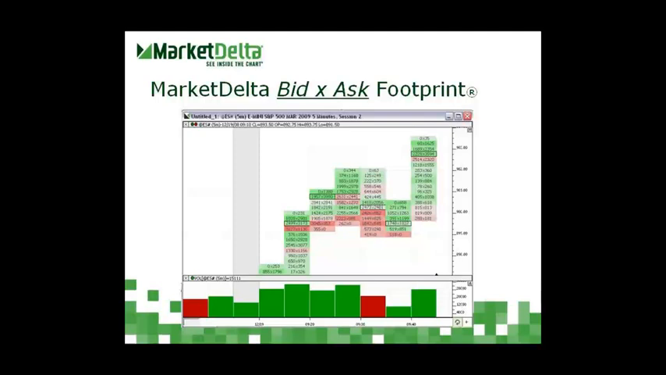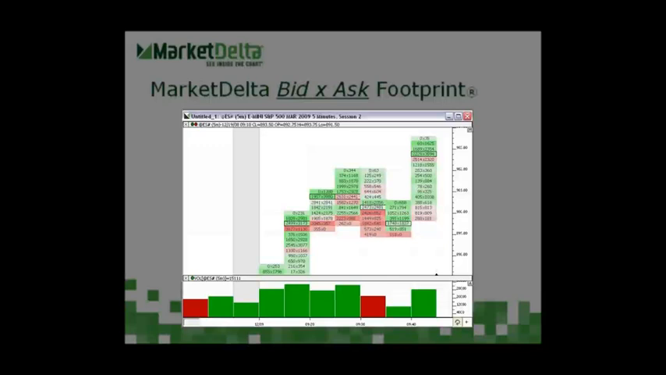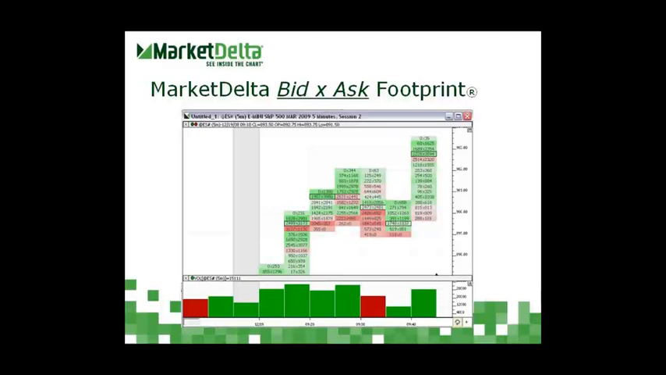Now I have simply, by a single mouse click, reconfigured the way the data is being presented. This view is the bid-ask footprint style. All the data elements just discussed in the volume footprint are still present, but now the chart is showing the volume for each price level, or cell, being broken down into buy volume and sell volume. Each price cell shows the two numbers on either side of an X.